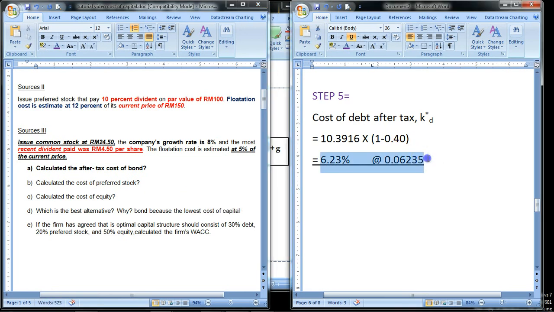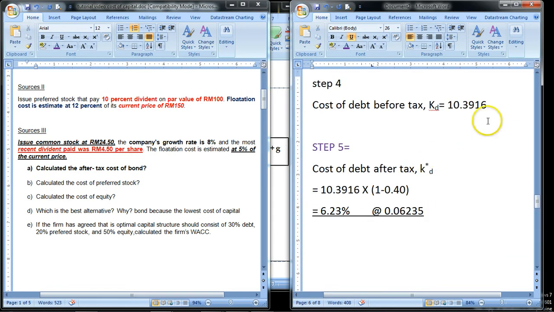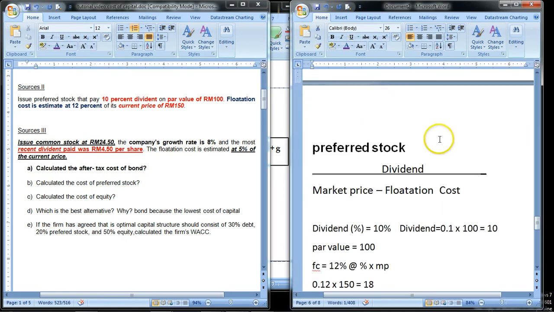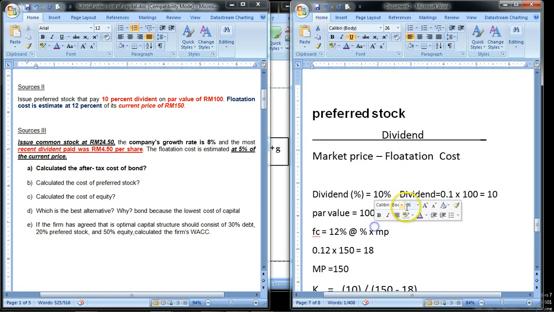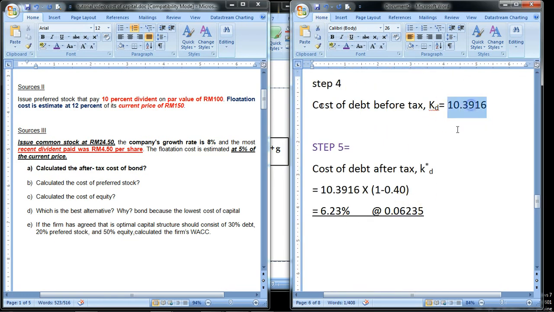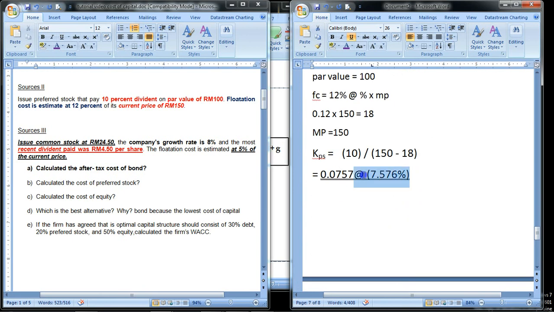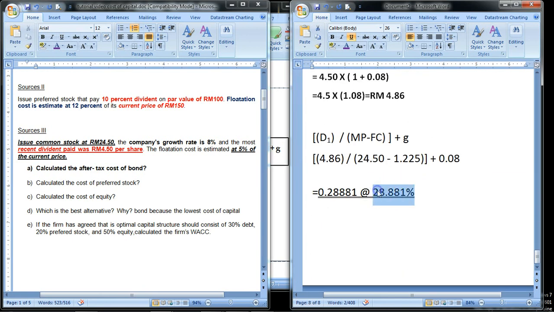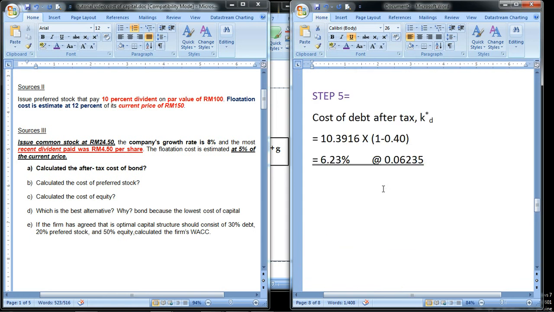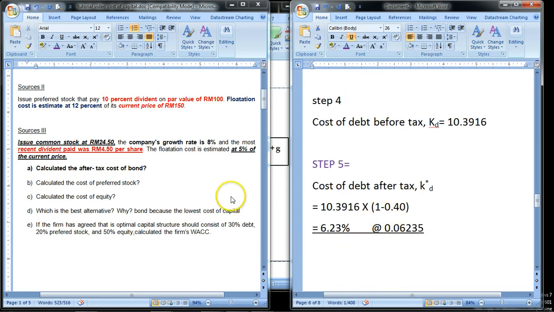Please don't do any careless mistake. We take the last answer for cost of debt. You use the cost of debt after tax. Please don't use the cost of debt before tax. That is 10, right? But most of the students will choose preferred stock, because they see that this is 7 and this is 10, so 7 is lower than 10. No, you must take the answer from step 5. So compare the step 5 cost of debt after tax 6.23, 7.576, and 28%. So we need to choose bond because it is the lowest cost of capital.